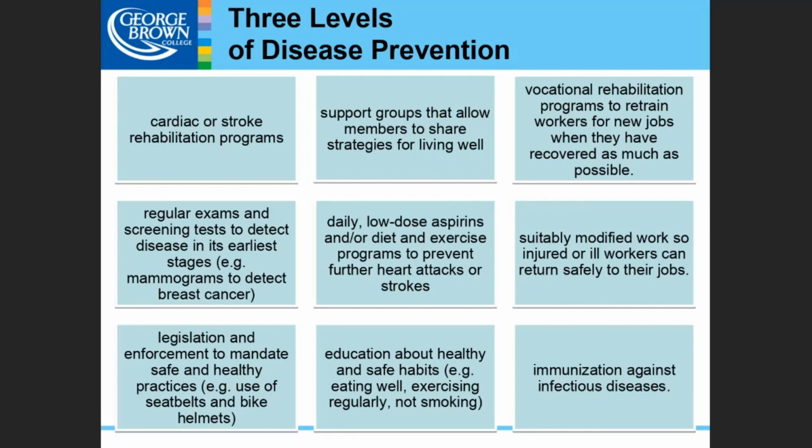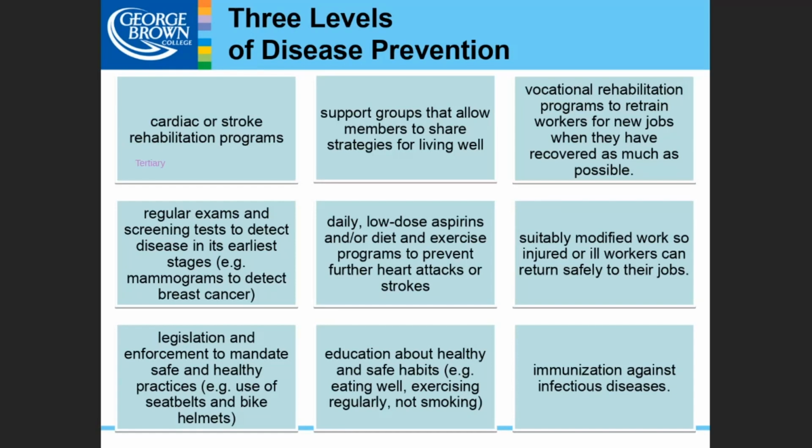Okay, so here we have the 3 levels of disease prevention, or different examples. Let's start with the first one. We have cardiac or stroke rehabilitation programs. I just talked about that. So what would this one be? Primary, secondary, tertiary? Yeah, tertiary, right? The patient already has the stroke and we're trying to help them live their best life with these new limitations.